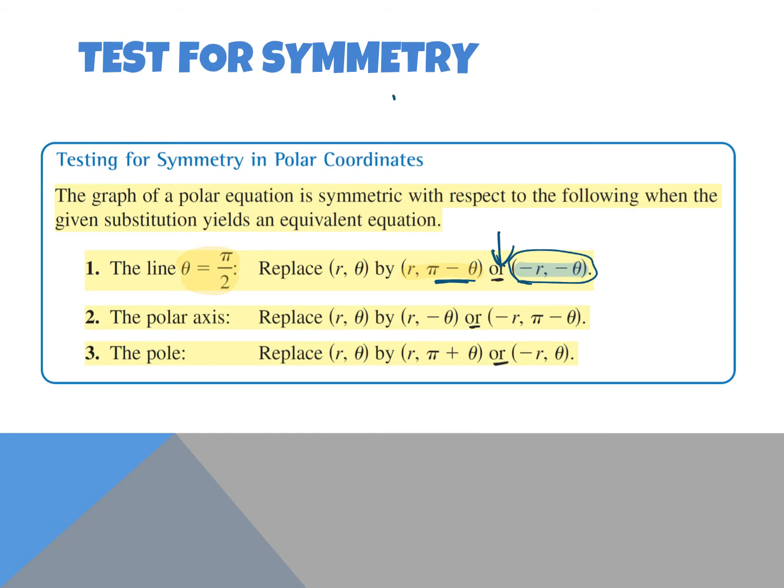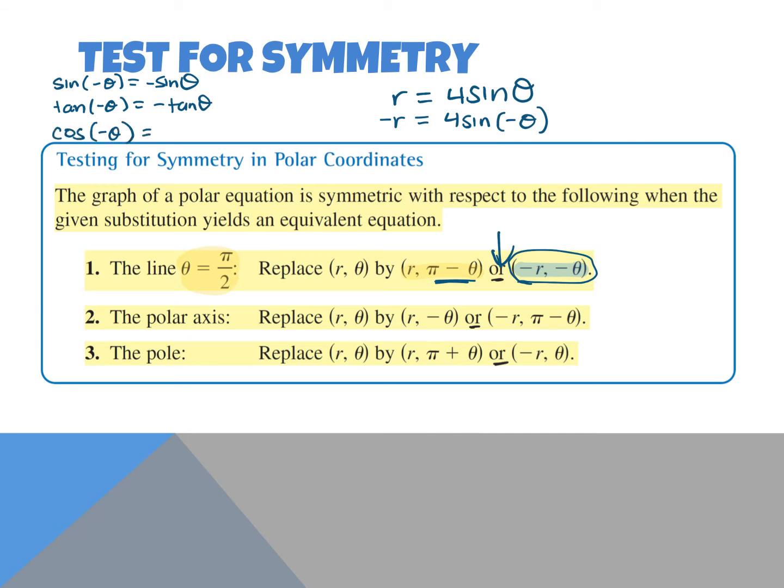So in my equation, that was r equals 4 sine theta. If I wanted to see if something was symmetric to the pi over 2 line, I would make this negative and I would make this negative. And then think about what happens with our even and odd functions. Hopefully you remember that sine, if it's negative theta, that's the same thing as negative sine theta. If it's tangent, same thing would be true, negative tan theta. And if it's cosine, the negative goes away. Those are your even and odd functions.